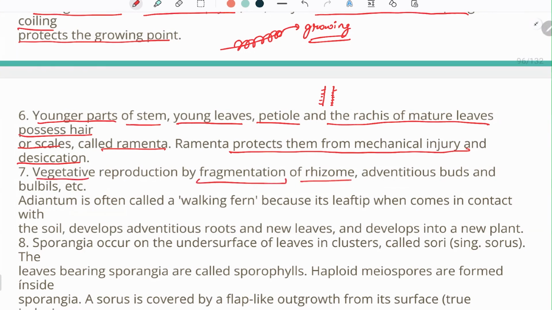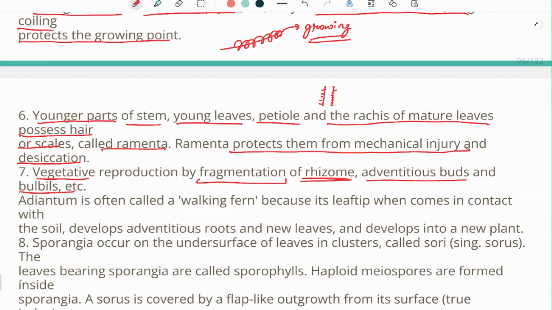Now, vegetative reproduction is by fragmentation. We know that it takes place by rhizome, adventitious buds, and bulbils, etc. In the case of potato, adventitious buds are present. In the case of ginger, rhizome is present, and bulbils are usually seen in chrysanthemum. These are the common examples by which you can relate how vegetative reproduction takes place in pteridophytes.